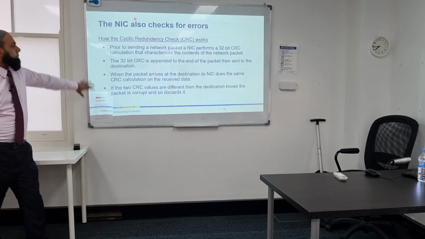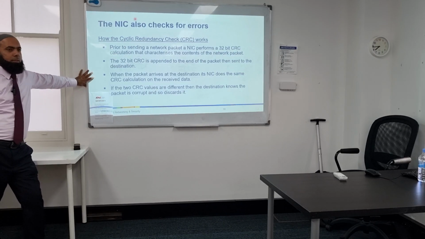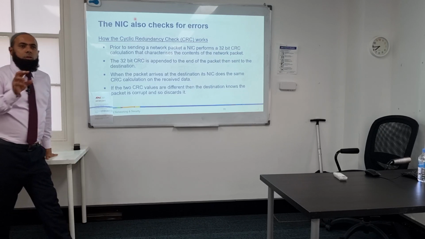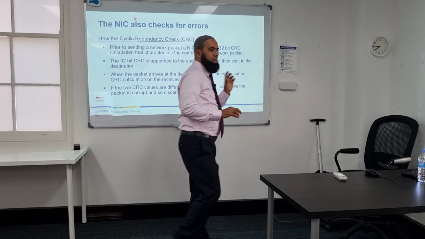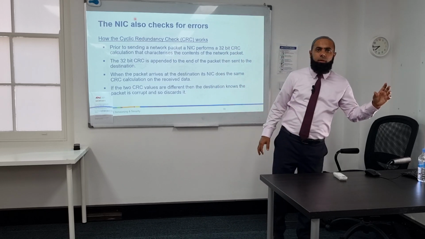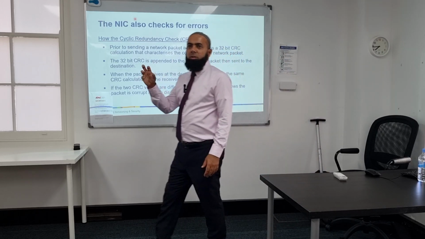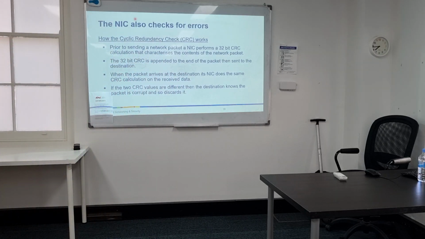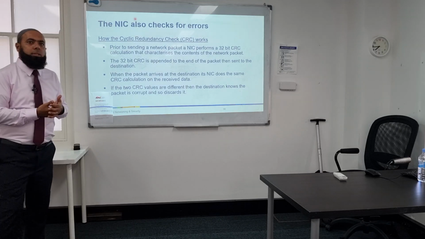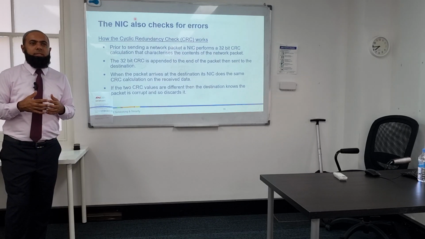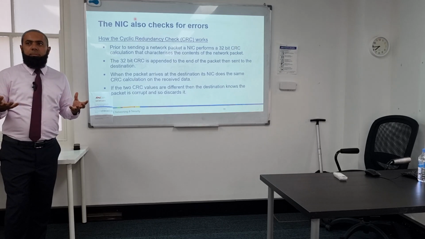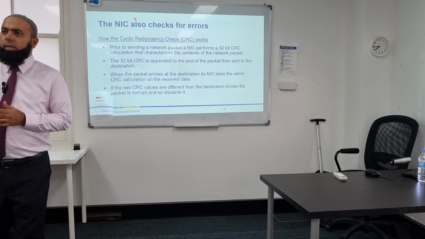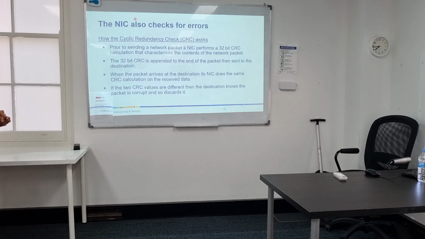When the packet arrives at the destination, its NIC does the same CRC calculation on the received data. So one CRC calculation is done on the transmitting end, and one is done on the receiving end. Both ends do this and if they match, they say okay, that means the message is 100% correct and properly sent to that destination person.